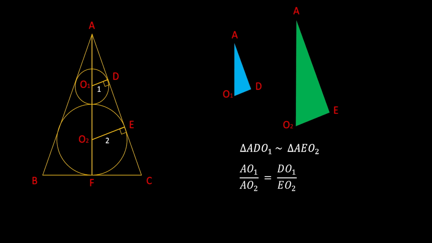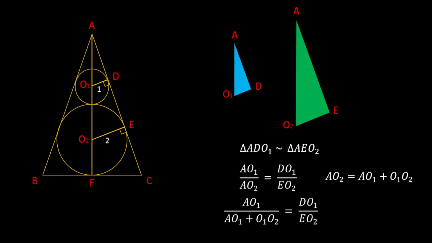Now, if we take a look at the sketch at the left, we can see that the line AO2 is equal to the sum of lines AO1 and O1O2. So we can substitute that into our relation, and we get that AO1 over AO1 plus O1O2 must be equal to DO1 over EO2.